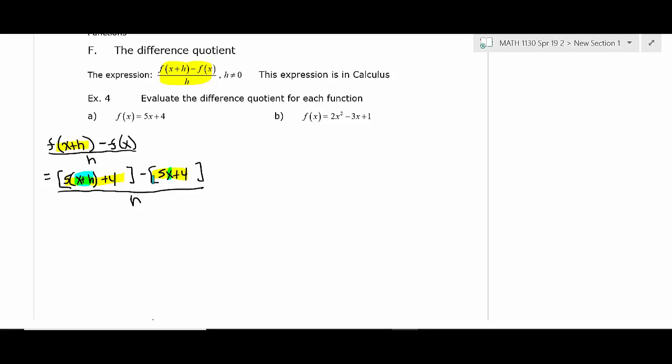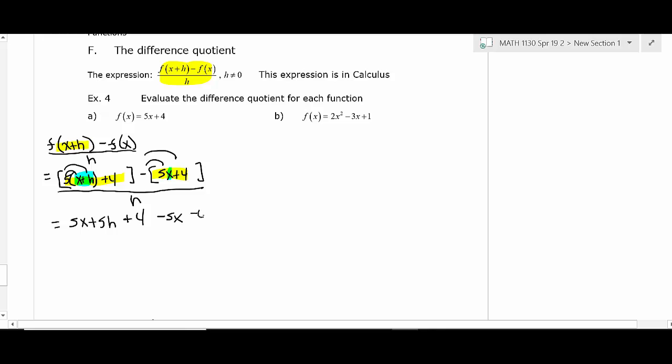So what we do now is basic algebra. You've got a distributive property here. So you're going to have 5 times x is 5x, 5 times h is 5h. So it's 5x plus 5h plus 4. Now when you have a minus sign, what does the minus sign do to an expression? It changes all the signs, right? So you'll have minus 5x minus 4. So you're multiplying everything by -1. And then that's all over h like that.